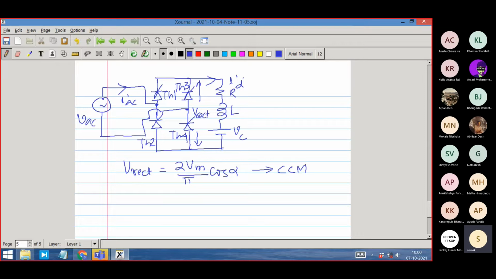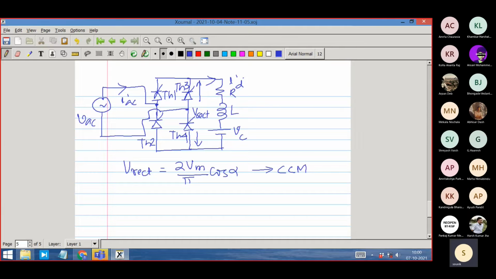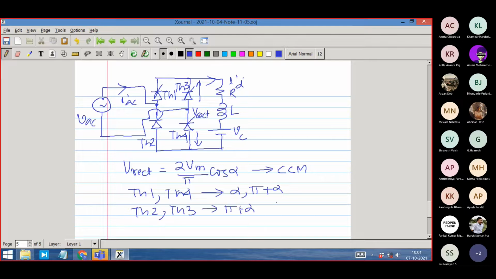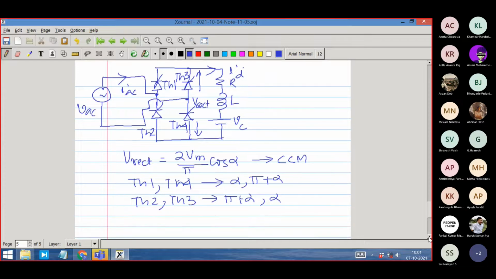What shape it has after being continuous is not important, it just has to be continuous, so that the thyristor TH1 and TH4 combination is conducting between alpha to pi plus alpha. Let me remind you again, TH1 and TH4 conduct between alpha to pi plus alpha, and TH2 and TH3 will conduct from pi plus alpha to alpha, right? So this has to be ensured, and if it is ensured, then the average rectifier voltage is equal to this.